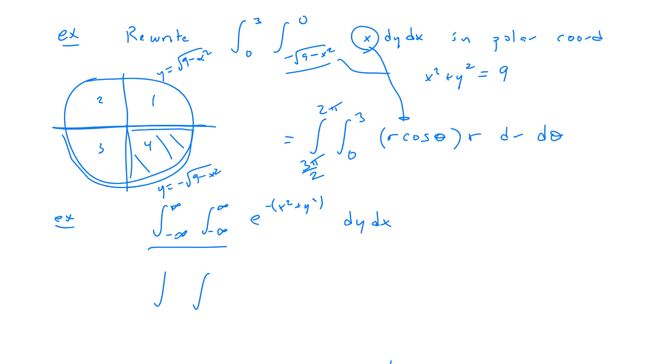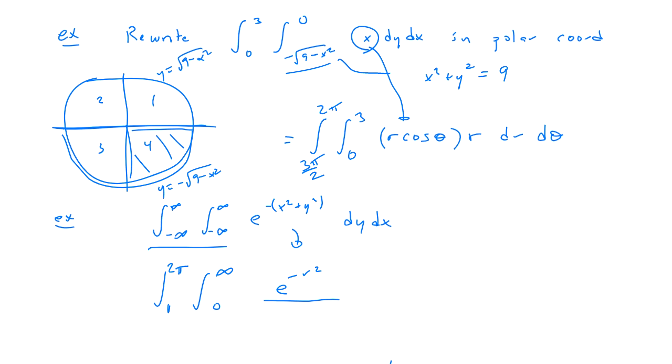R would go from 0 to infinity, just everything. And it's the whole xy plane, so therefore theta would go from 0 to 2 pi. Okay, so now let's bring this down. What does e to the negative x squared plus y squared become? E to the negative r squared.